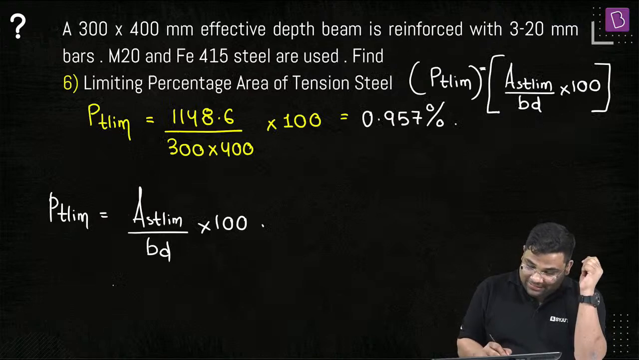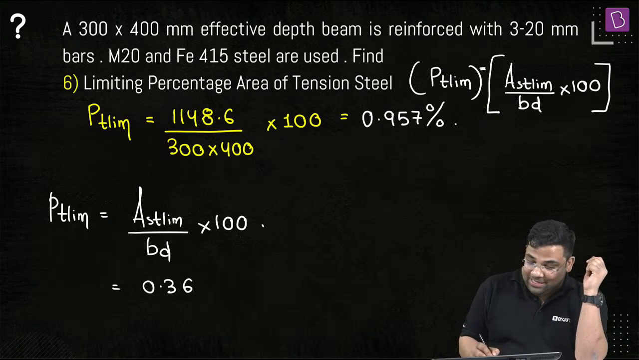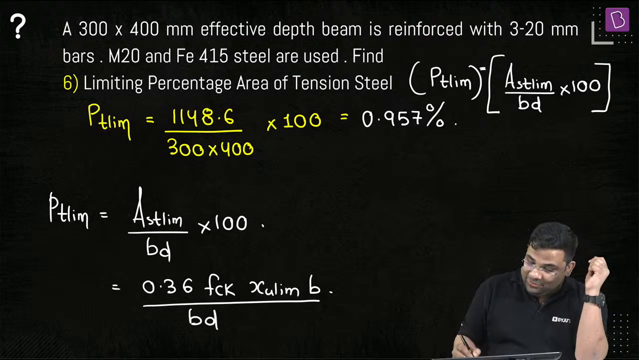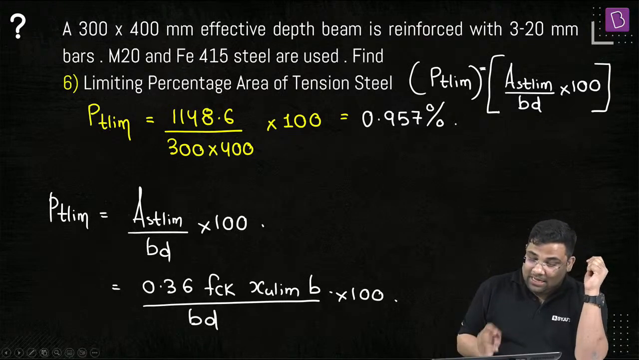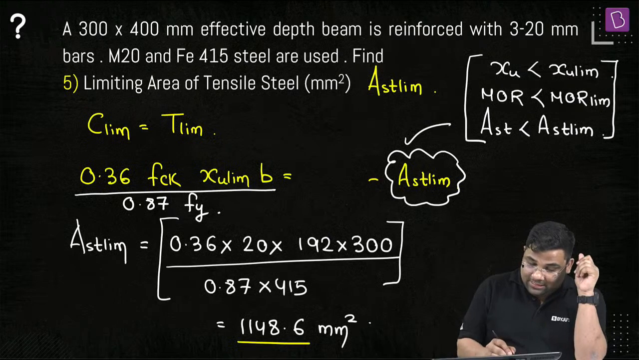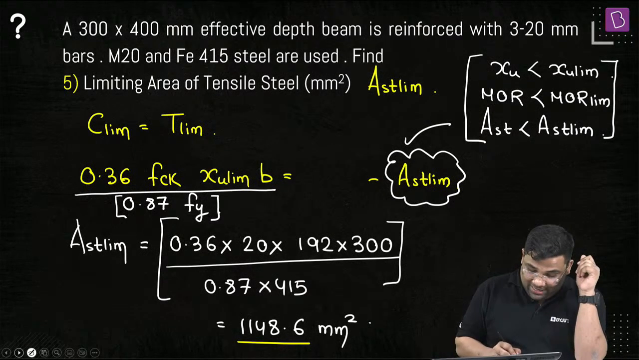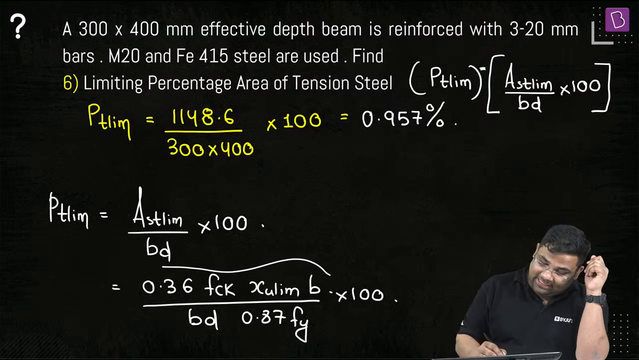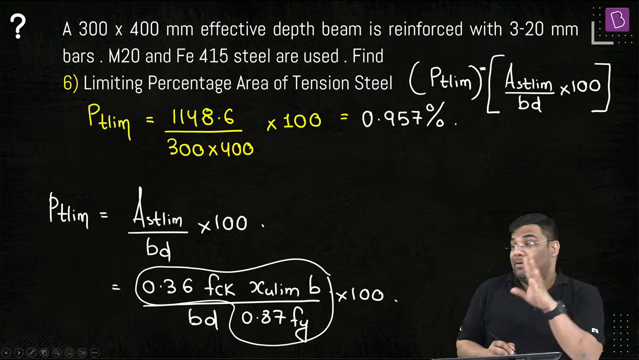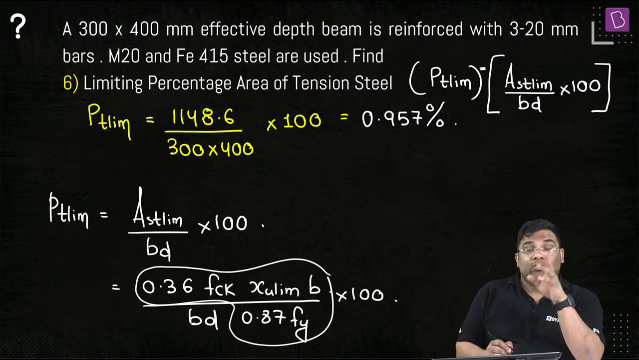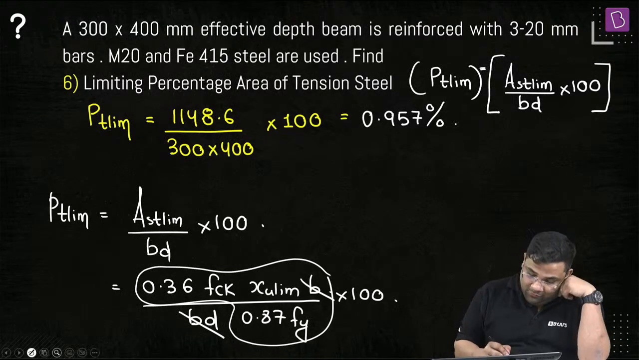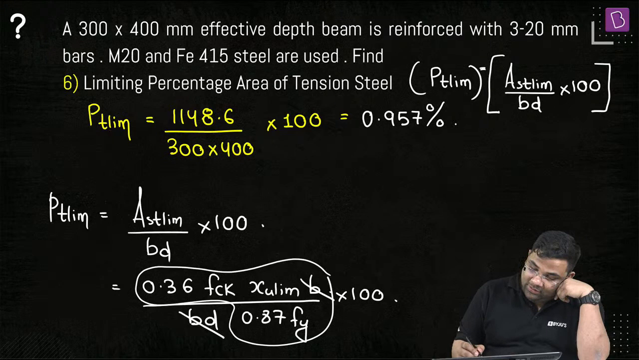I can put this: 0.36 FCK XU limiting into B, divided by BD into 100. And again, in the denominator we have 0.87 FY, which will also come into the picture. This is your AST limiting. Then I'm dividing by BD into 100, so when you divide, this B is getting cancelled.